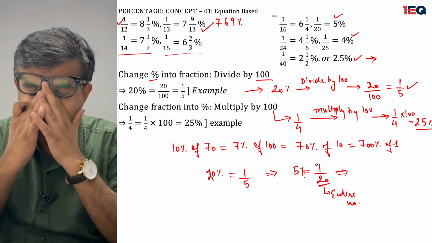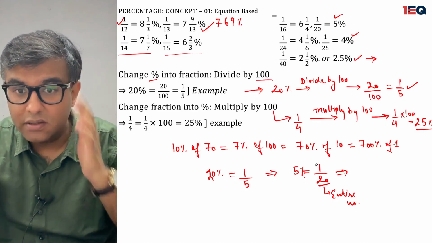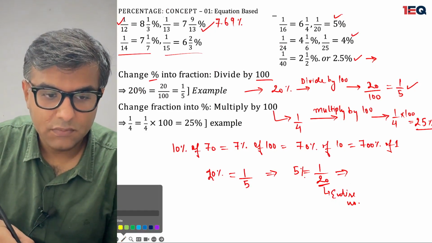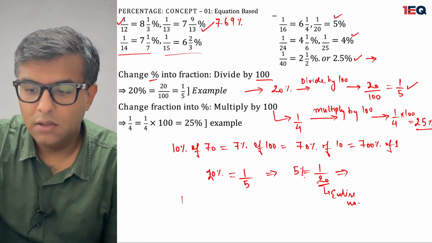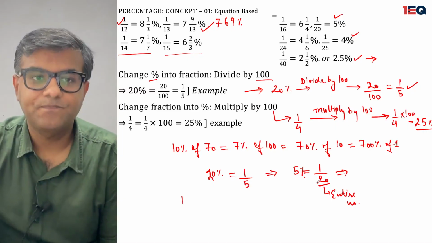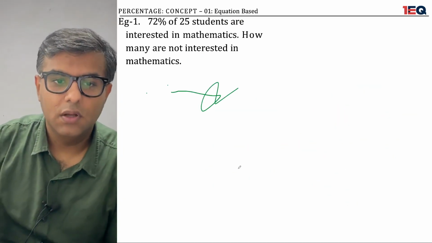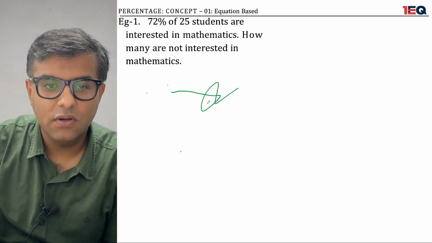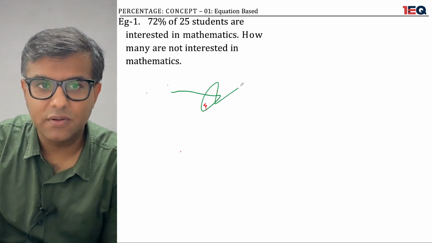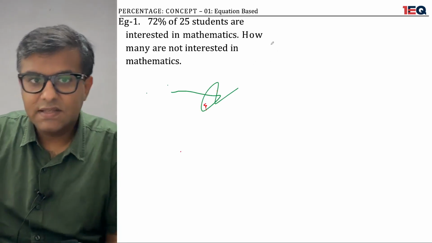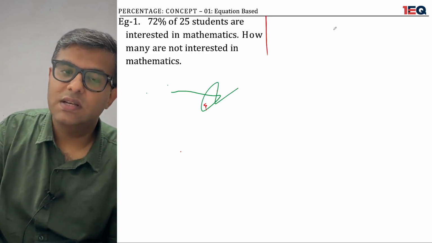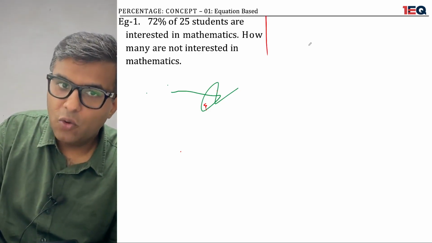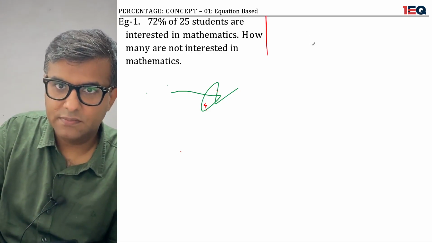So I think we've completed the theory part of numbers, theory part of everything, and we are ready to move on to a few questions. The question says 72% of 25 students are interested in mathematics. How many students are not interested in mathematics?